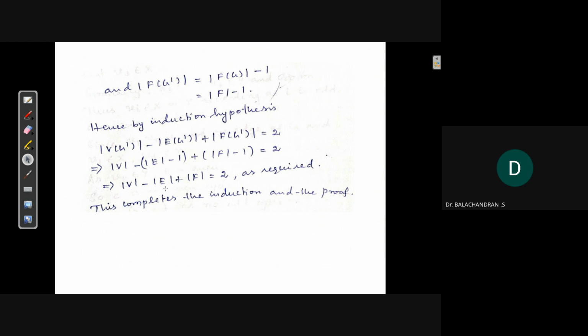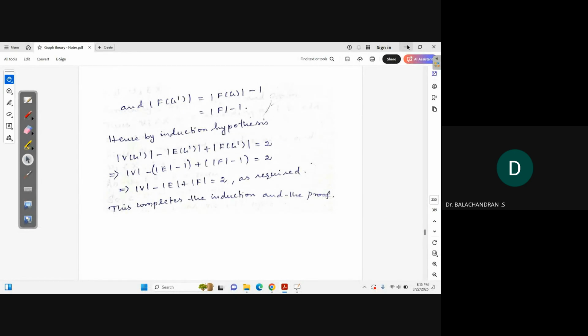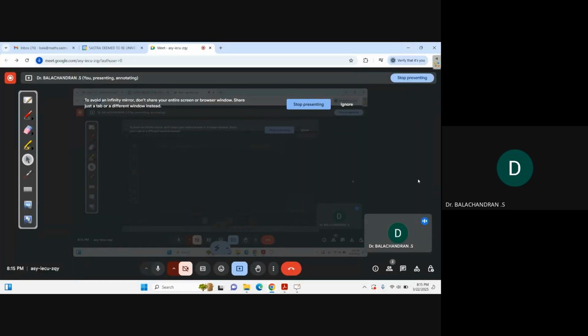We proved Euler's formula for G, and hence this completes the mathematical induction and completes the proof of the theorem. That's all, I'll stop here. The remaining things we will discuss in the next class. Okay, thank you.